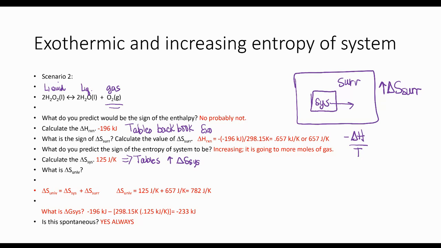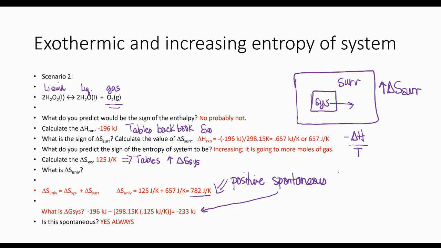If we plug this into our delta S of the universe equals delta S of the system plus delta S of surroundings, we will end up with 782 joules per Kelvin. Notice it's positive, which means spontaneous. And delta G is negative, negative 233, spontaneous.